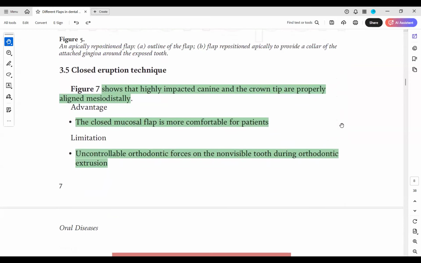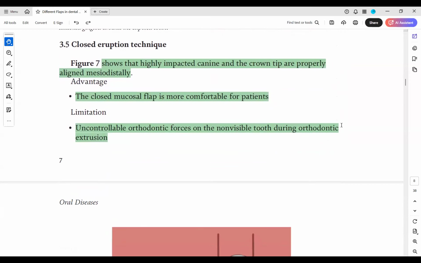Now let's talk about the very interesting closed eruption technique. Let me just explain both of these techniques and then I'm going to show you a table which will compare these two techniques side by side, and you will know what the indications, implications and techniques are. Closed eruption technique is used for highly impacted canines, deep-seated canines, where a lot of bone would have to be exposed and there is a lot of height for the canine to cover. So you cannot remove that amount of bone, right?